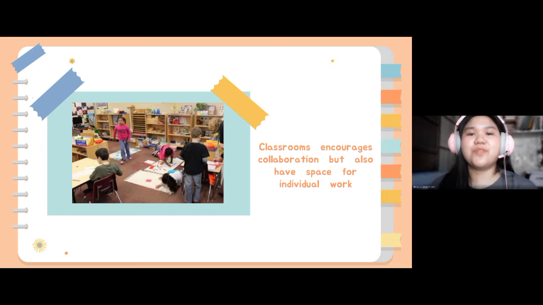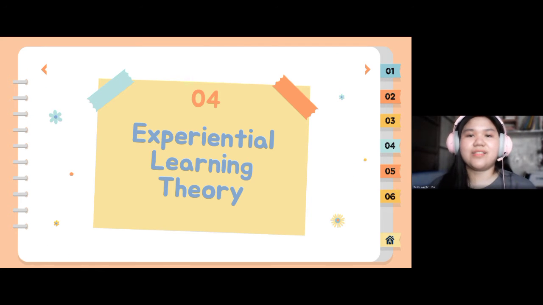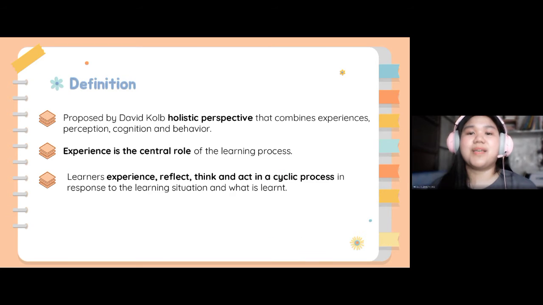Next, let us move on to experiential learning. Experiential learning is by David Kolb. He published the learning theory in 1984, describing it as a holistic perspective of learning that combines experiences, perceptions, cognitions, and behavior. We learn by doing. Thus, this theory is grounded on experience.